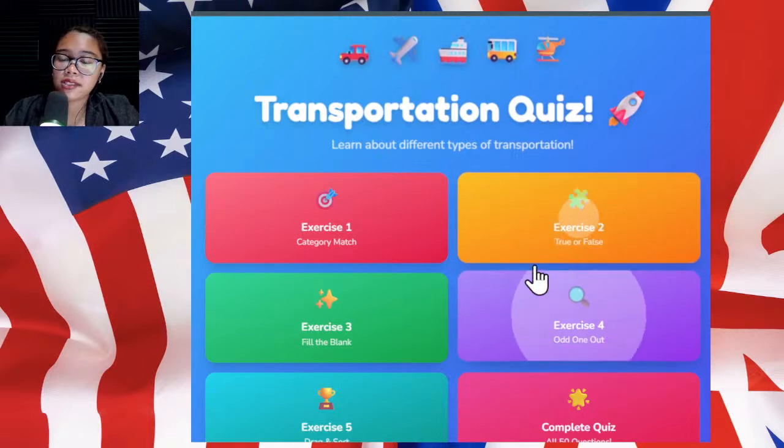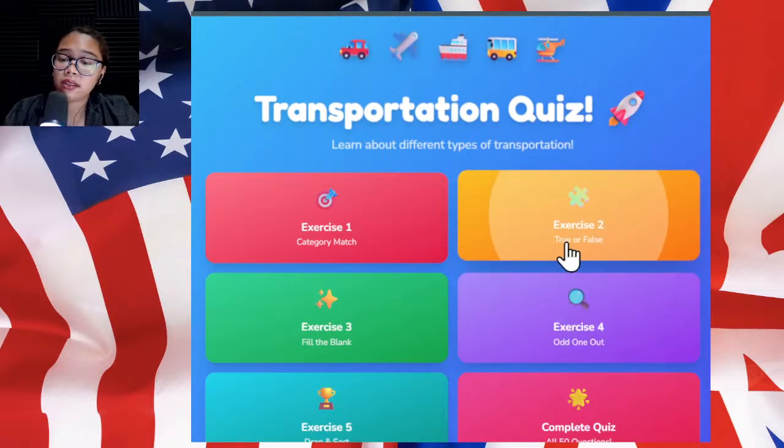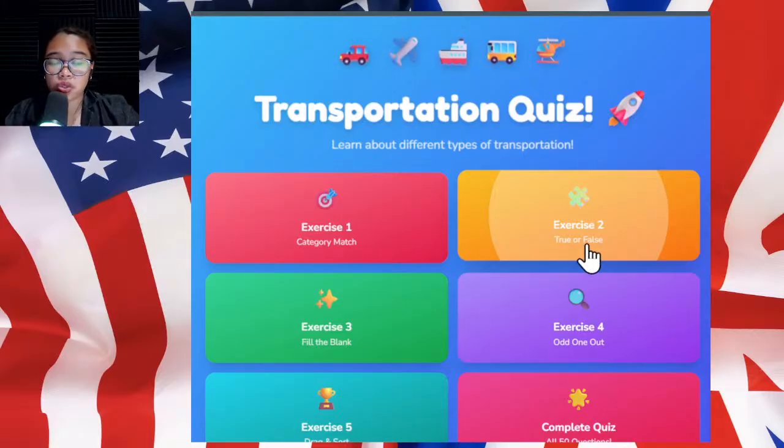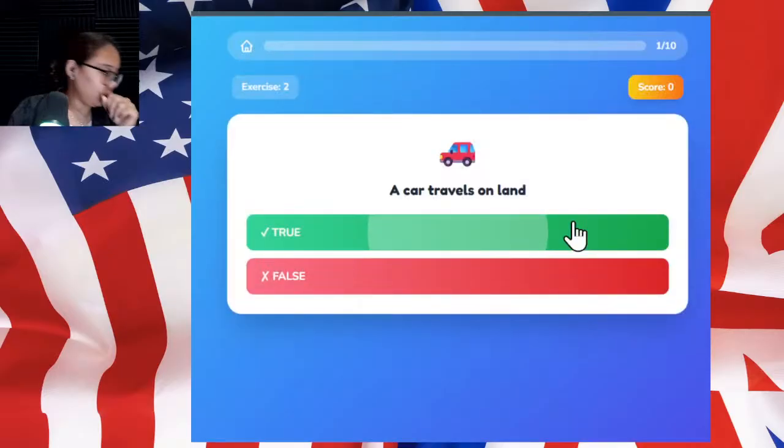Exercise number 2 is also easy. We're just going to answer if the statement is true or false. Again, we're going to answer if the statement is true or false. Let's start.